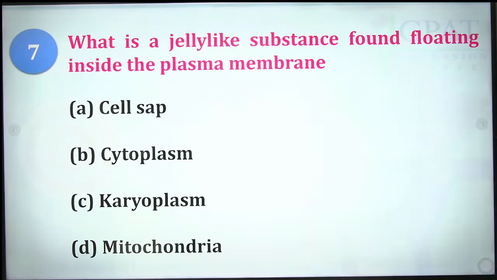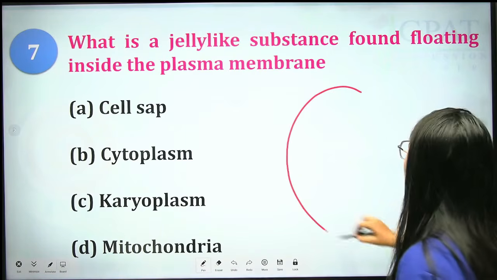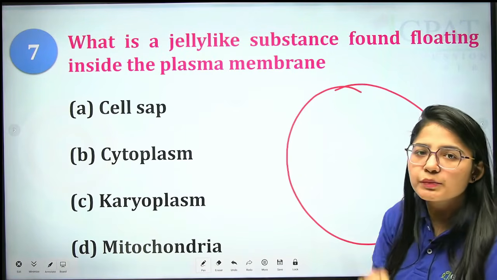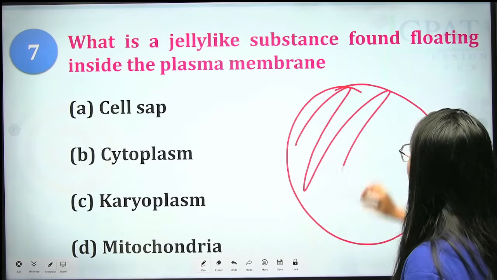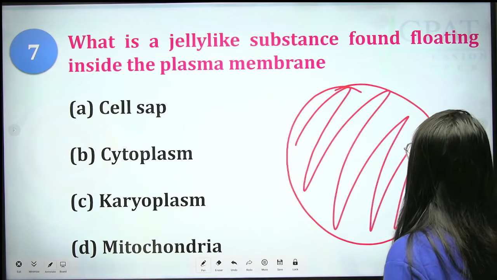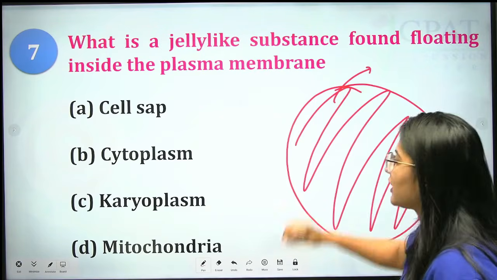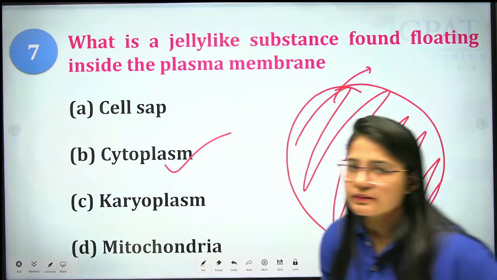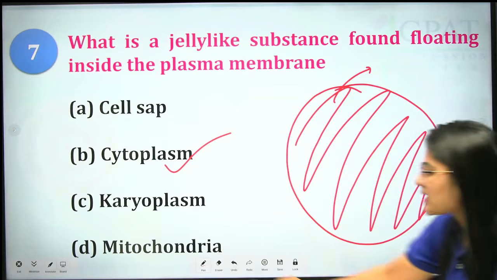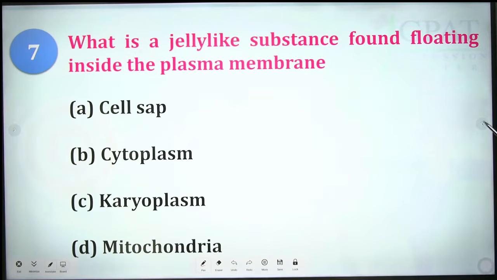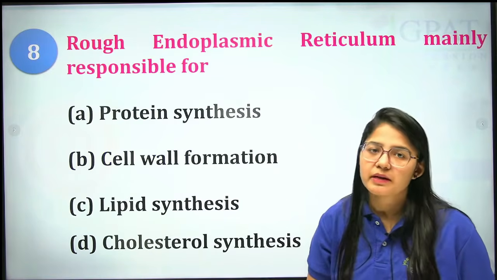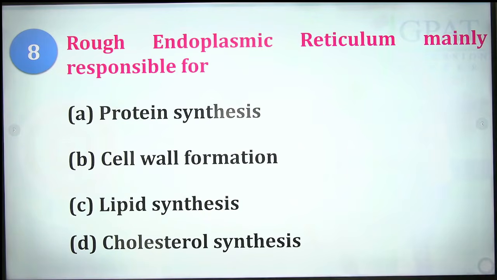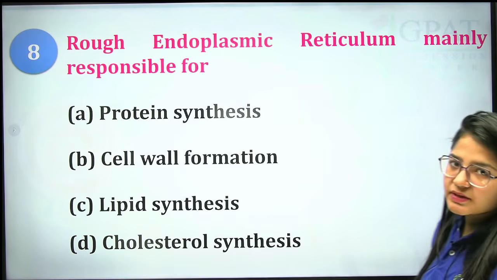Okay, jelly-like substance. So this is your plasma membrane, the outermost layer of your cell. Clear? And here we have a jelly-like substance, and this jelly-like substance is known as cytoplasm. Cytoplasm. Clear? And this cytoplasm contains many cellular suborganelles. Eighth question. Rough endoplasmic reticulum mainly responsible for.